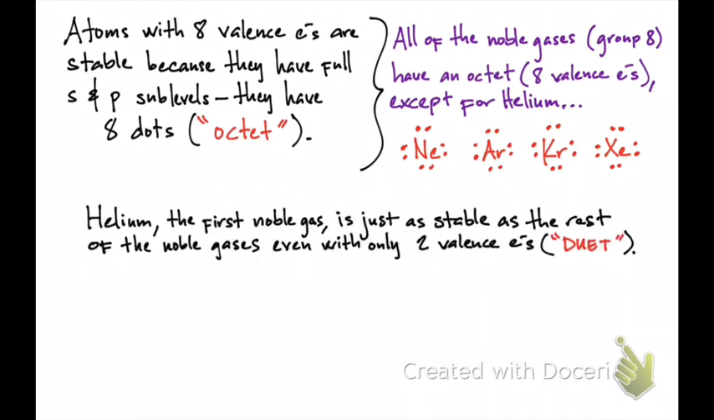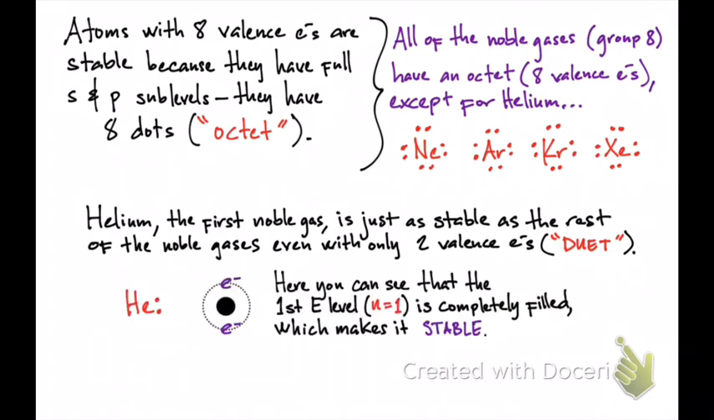Helium, the first noble gas, is just as stable as the rest of the noble gases, even with only 2 valence electrons. So it doesn't have an octet, but it has a duet, as they call it, right? 2 valence electrons in its outermost shell. And when you imagine a helium atom using Bohr's model of the atom, the first orbit, or the first energy level, contains the maximum number of electrons. So it has 2 electrons. That means that the first energy level is already completely filled. And because it's completely filled, it's considered stable and unreactive.